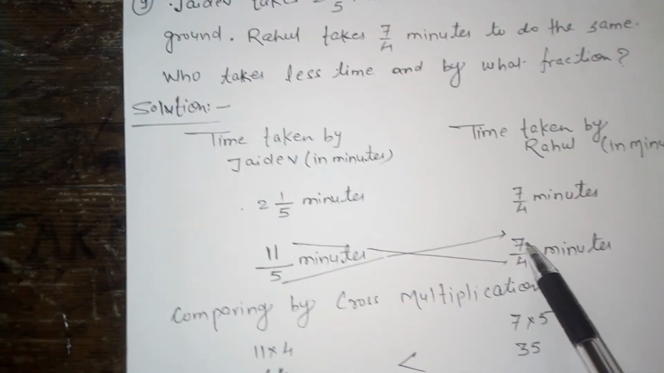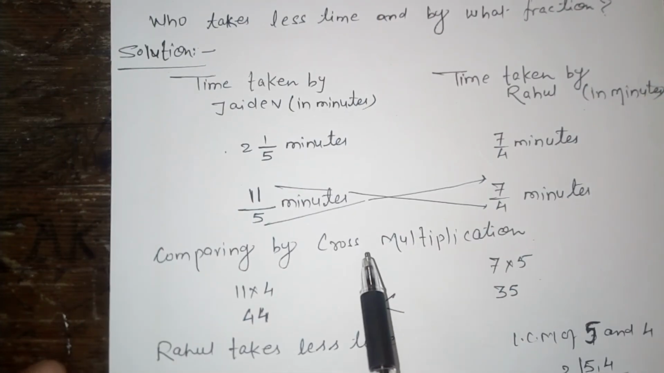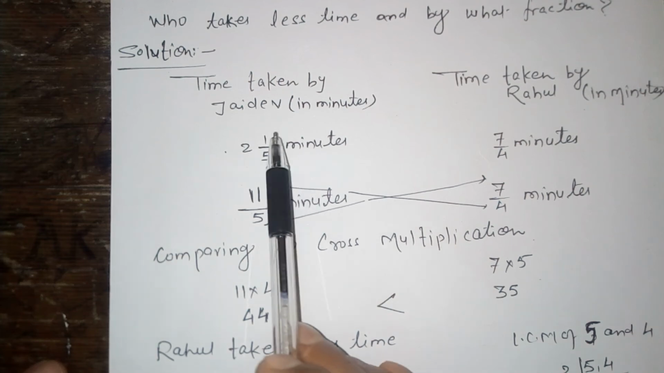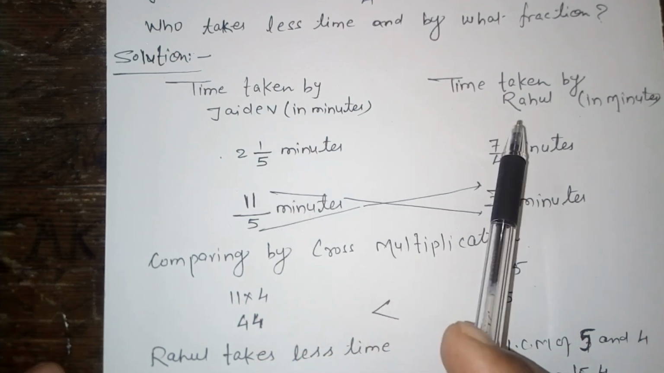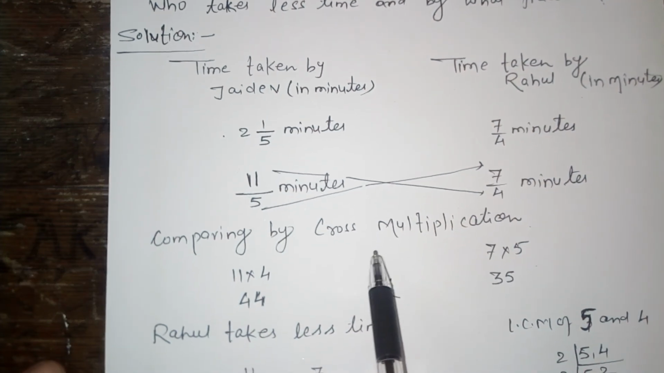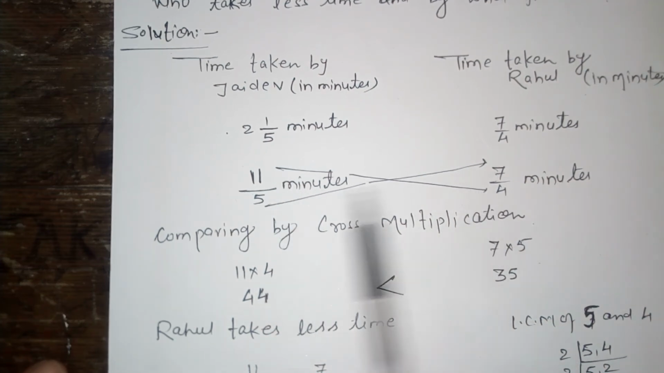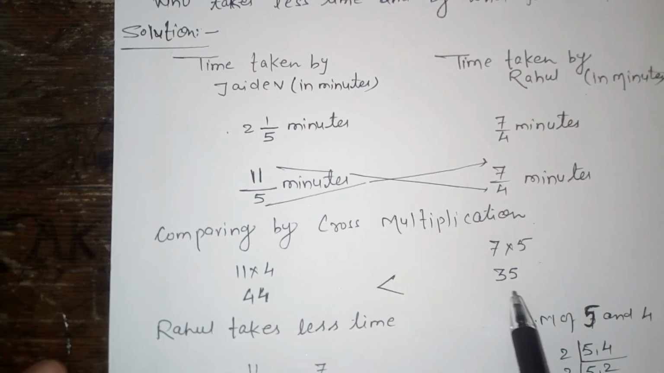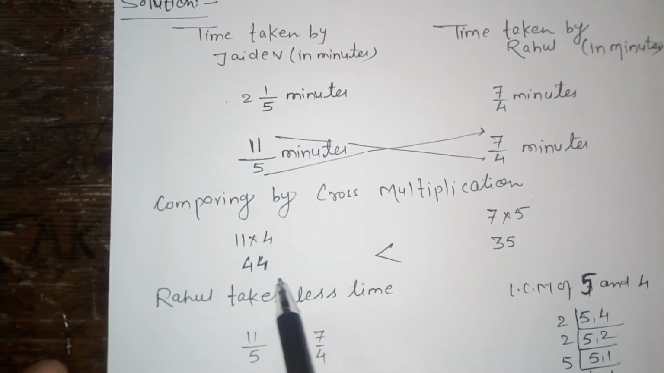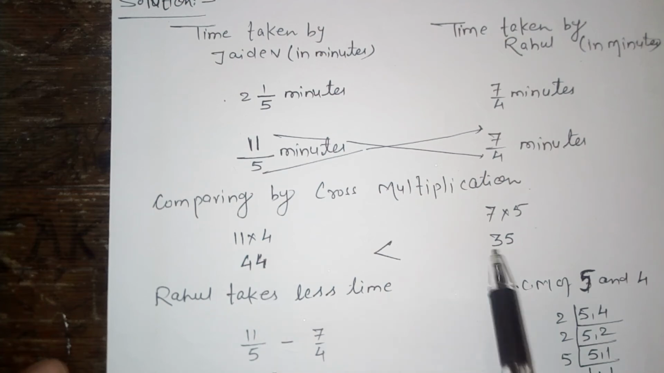Now this is 7 upon 4. Now we will compare Jaydev and Rahul. We will apply the cross multiplication method. 11 into 4 and 7 into 5. 11 4s are 44, 7 5s are 35. You know very well 44 is greater than 35.